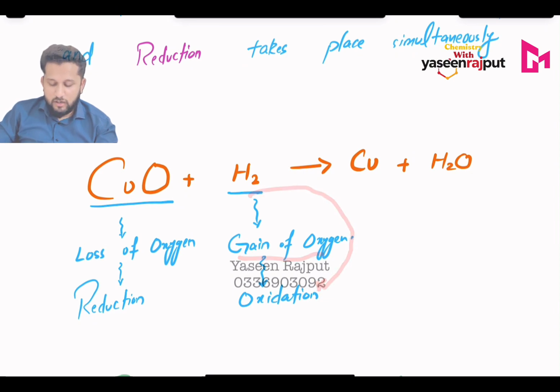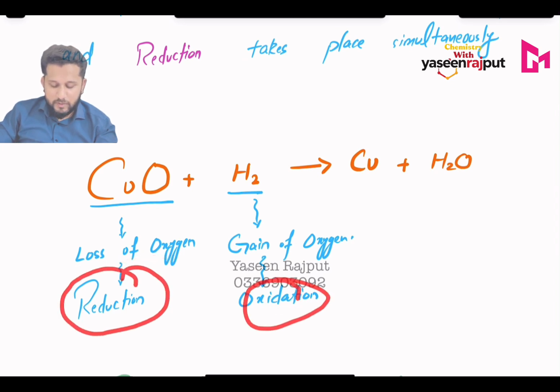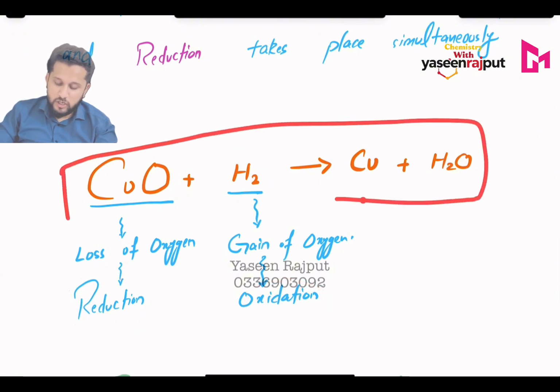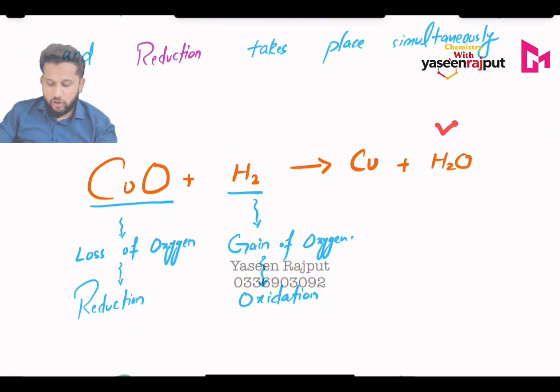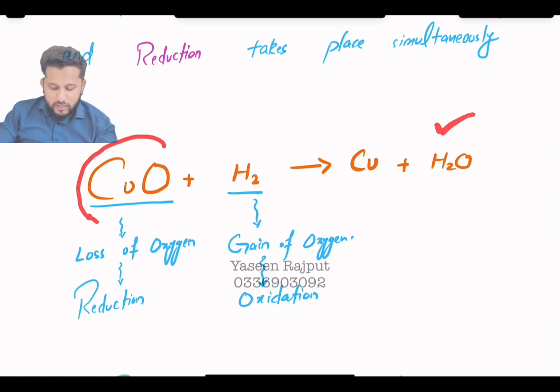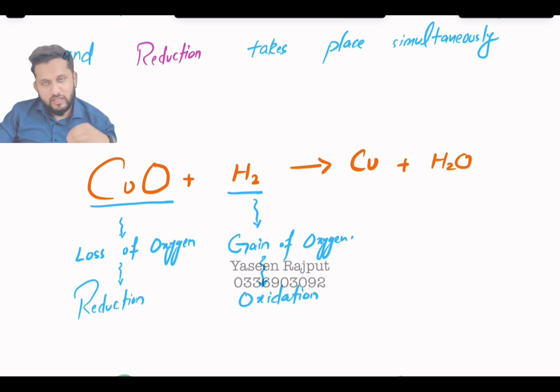Gain of oxygen is called oxidation and loss of oxygen is called reduction. And oxidation and reduction are happening at the same time in the same reaction, so we can say that this is the redox reaction, okay? This is the redox reaction because copper oxide is being reduced and the hydrogen is oxidized. So in the same reaction, one species is being oxidized and the other species is being reduced. So we can say that this is the redox reaction.